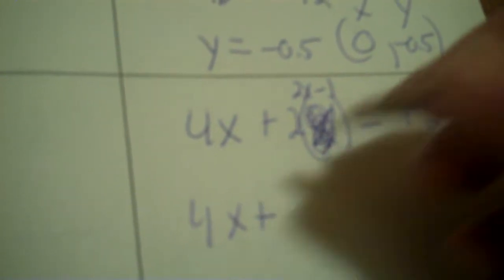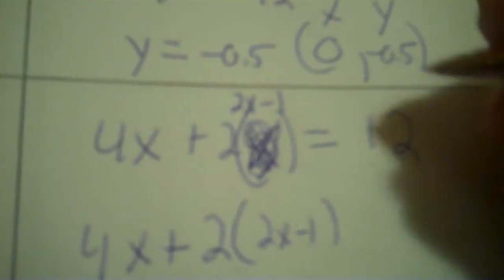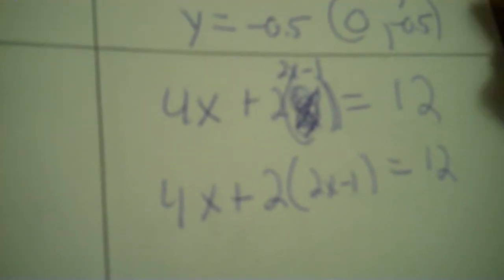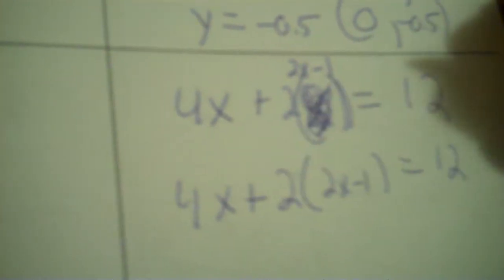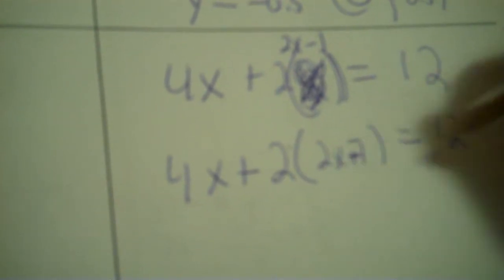So we have 4x plus 2, then the parentheses where I put 2x minus 1 in there. After the parentheses has closed, we have equals 12. Okay, so we have to solve for x. So we have to get rid of this parentheses, make that minus a plus negative at this point in the problem.